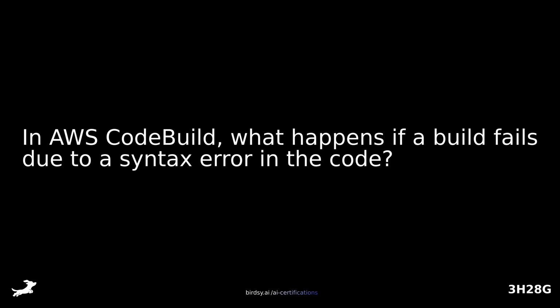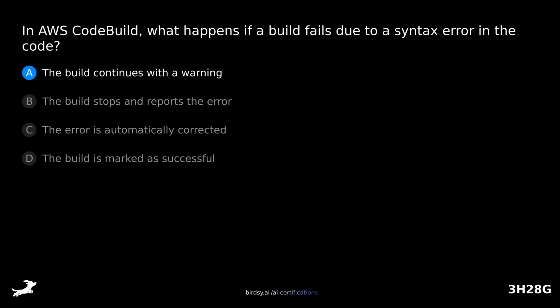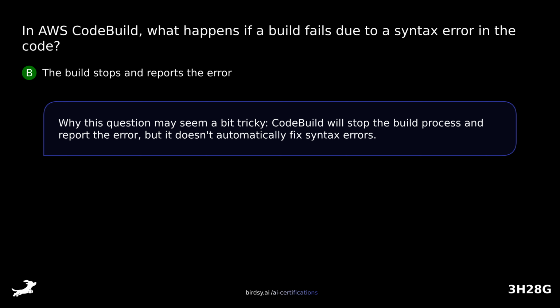In AWS CodeBuild, what happens if a build fails due to a syntax error in the code? Is it A, the build continues with a warning, B, the build stops and reports the error, C, the error is automatically corrected, or D, the build is marked as successful? The answer is B, the build stops and reports the error. Why this question may seem a bit tricky: CodeBuild will stop the build process and report the error, but it doesn't automatically fix syntax errors.